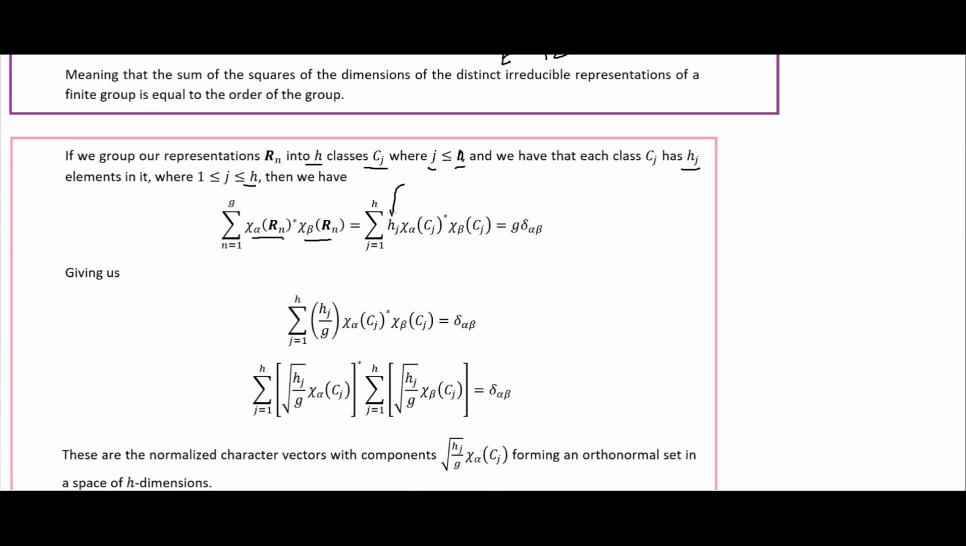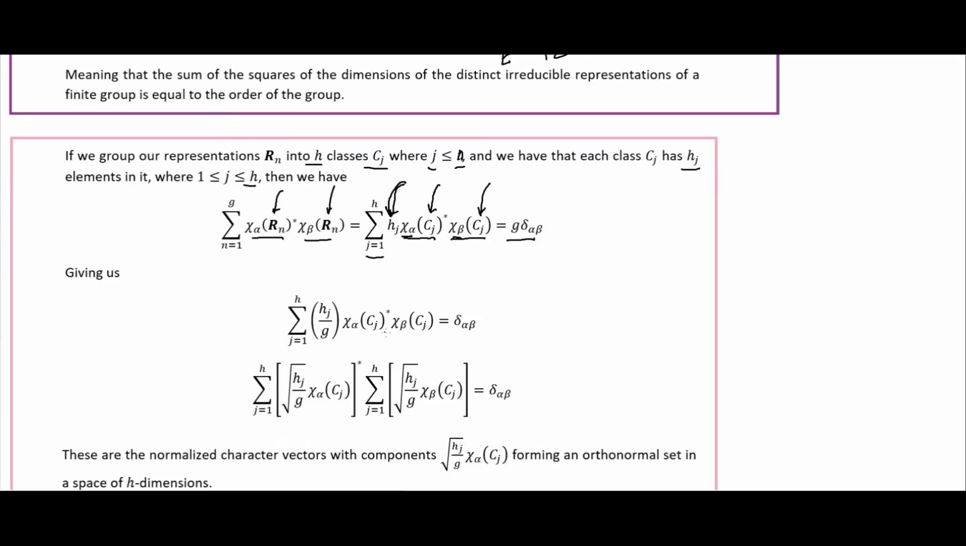so now we're inserting this here, which is the number of elements in a class, and so we're taking the characters of these classes, and so that should still be equal to our G here, assuming that the chi alpha and chi beta are the same. And so what we're doing, because we're taking the character of those representations, but over here we are grouping those representations into classes, but then we have to multiply by the number of elements in each of those classes as we sum over j.